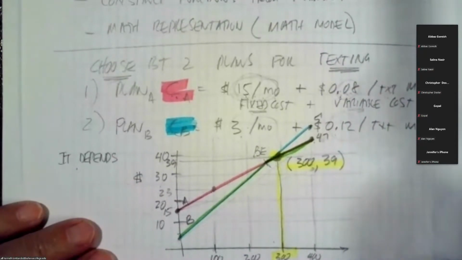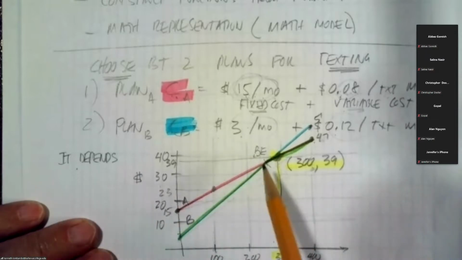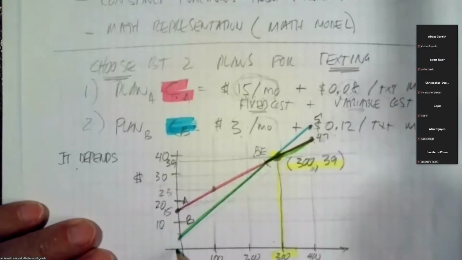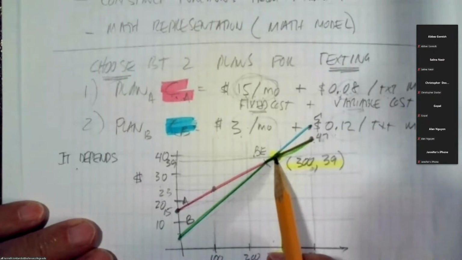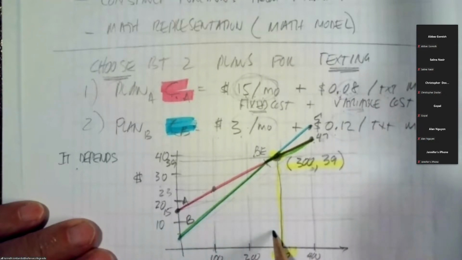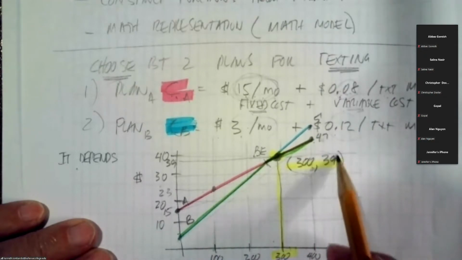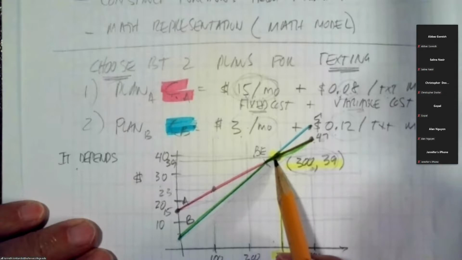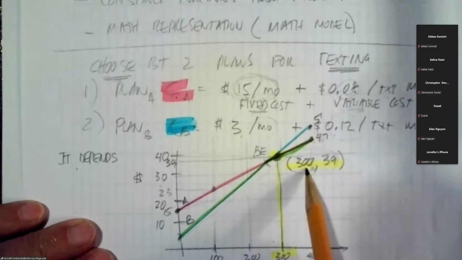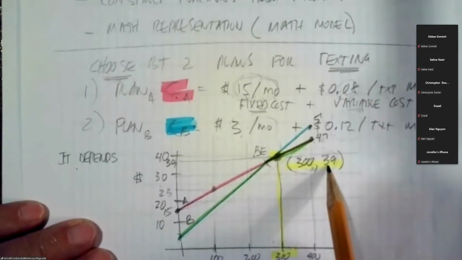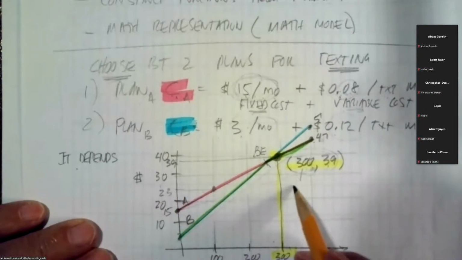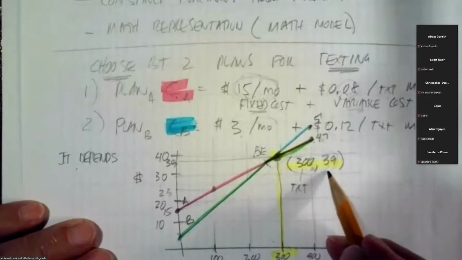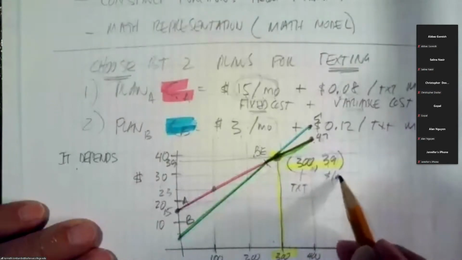Now, I'm not as concerned with how pretty your graph is, but rather that you've labeled points that are real points. I can't really tell where this point is by looking at the graph, but that's okay, because I can look at the note here and say this point is at 300 comma 39. And 300 indicates the number of text messages and 39 indicates dollars per month.